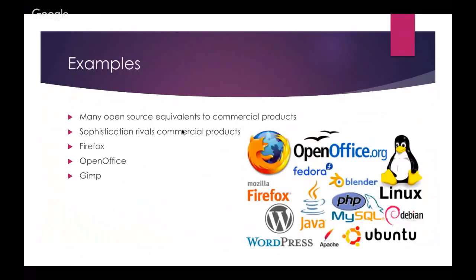Finally, some examples of open source software are Firefox, OpenOffice, and GIMP. There are many, many open source equivalents to commercial products. Almost every commercial software product available has an open source equivalent. And the sophistication in these equivalent products rivals the commercial products. They're just as good. They just happen to be open source, where people from across the world can change the code and enhance it and make it better.